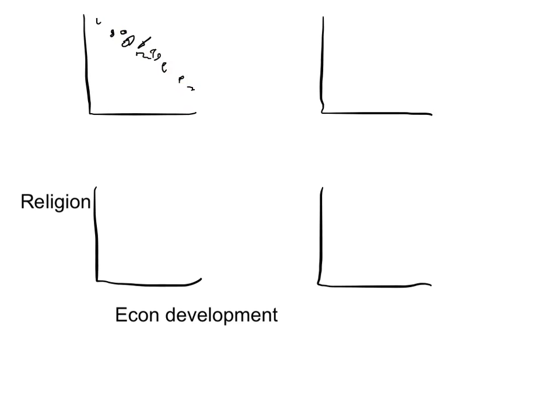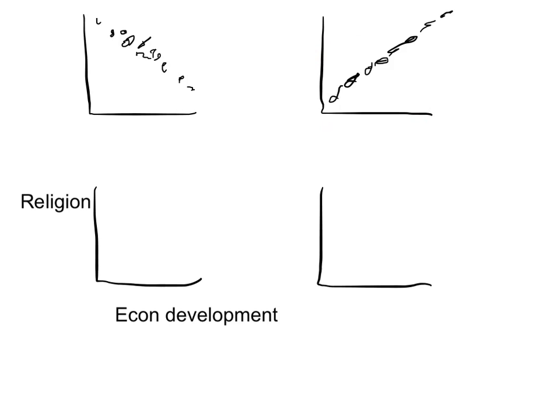Now for C, it says depict a correlation of +1. Well, that would look something like this. There we go. As economic development increases, religion increases. They're correlated at +1 over here in this set of axes. Then C says, oh, sorry, that was C. D says in the third set of axes, depict a correlation of 0 between economic development and level of religiosity.